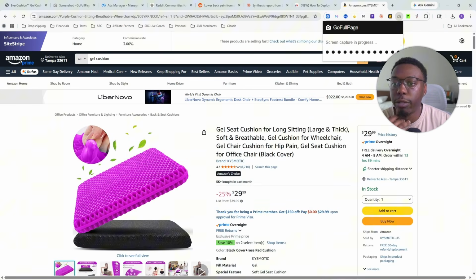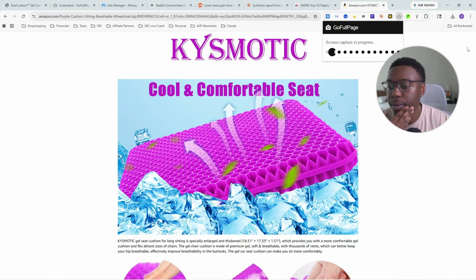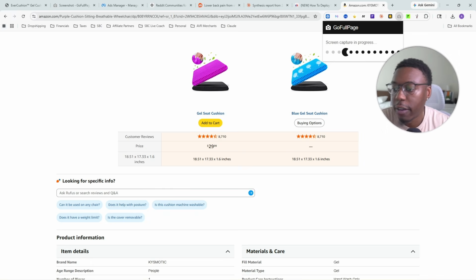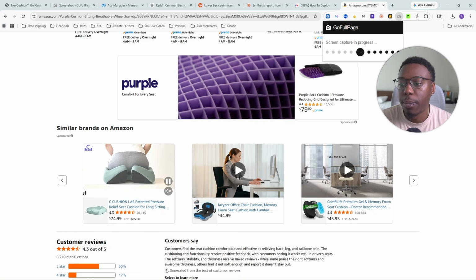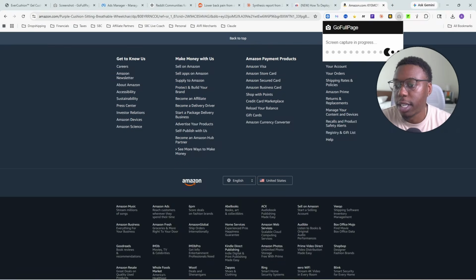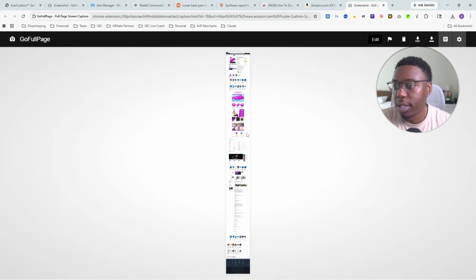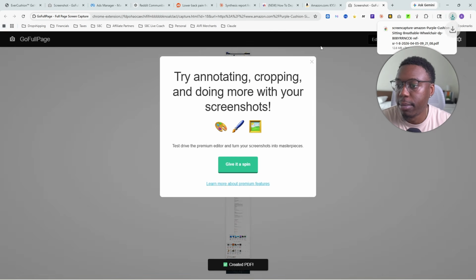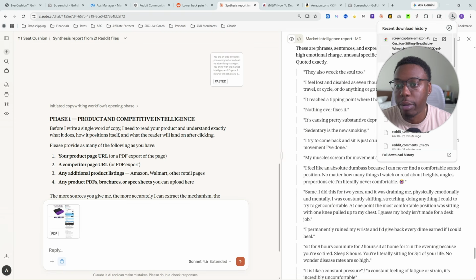And we'll hit go full page here. This is going to screenshot everything, take some pictures as well. You can also upload product page images if need be. It's also going to screenshot some of the stuff that we don't need, but Claude has enough common sense to know what is important, so we'll throw that in there.